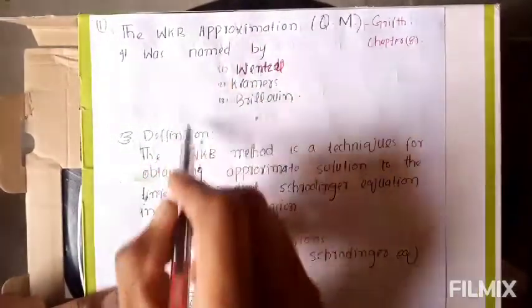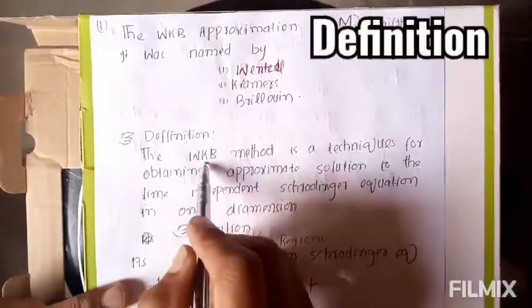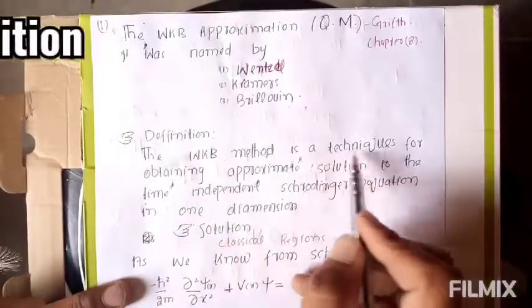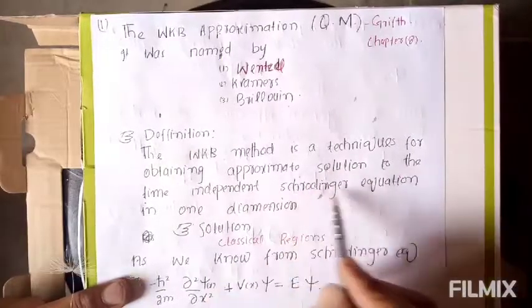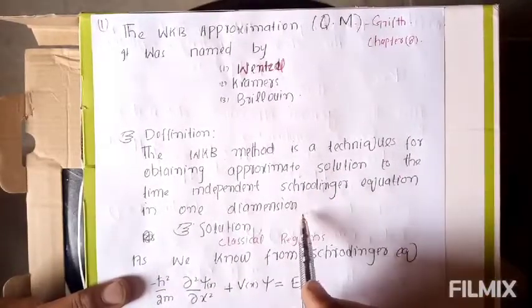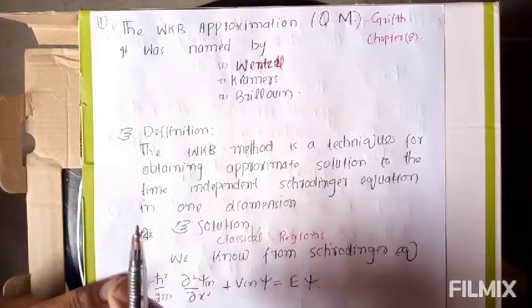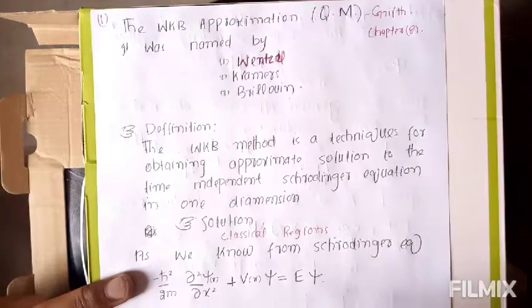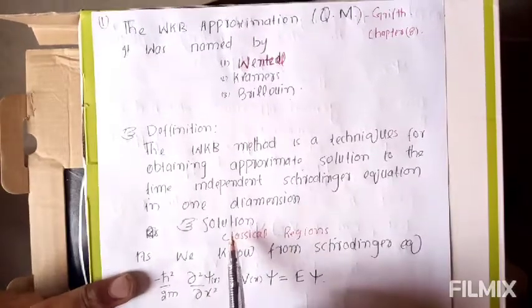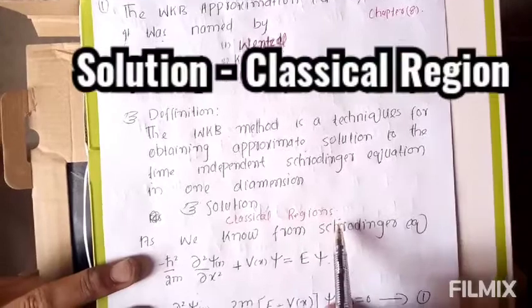Now come to the definition of the WKB approximation. The WKB approximation method is a technique for obtaining approximate solutions to the time-independent Schrodinger equation in one dimension. It is actually the approximate solution in one dimension of the Schrodinger equation. So now come to the solution from the classical region point of view.